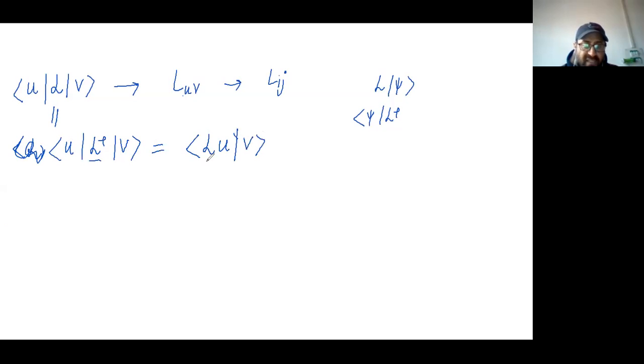Okay, what does this mean? Let's expand it. First let me say, if I have a number lambda which multiplies a bra vector u, I can always write it as lambda conjugate times the bra u. I hope this is clear to you. We have already talked about the antilinearity of the bra space.